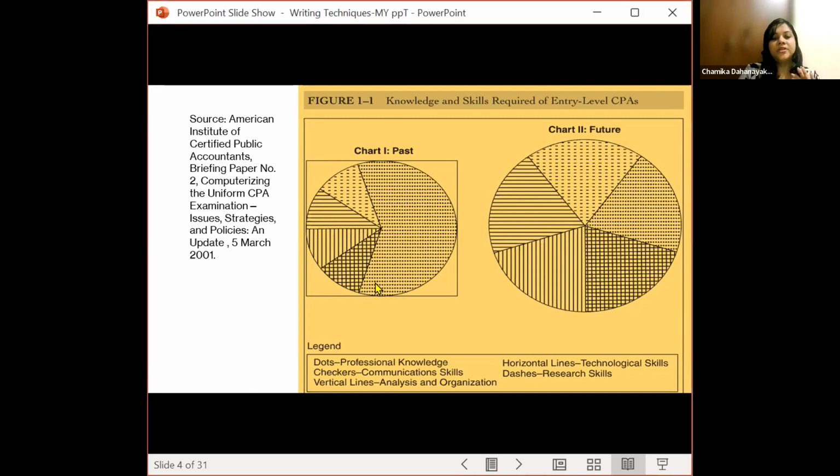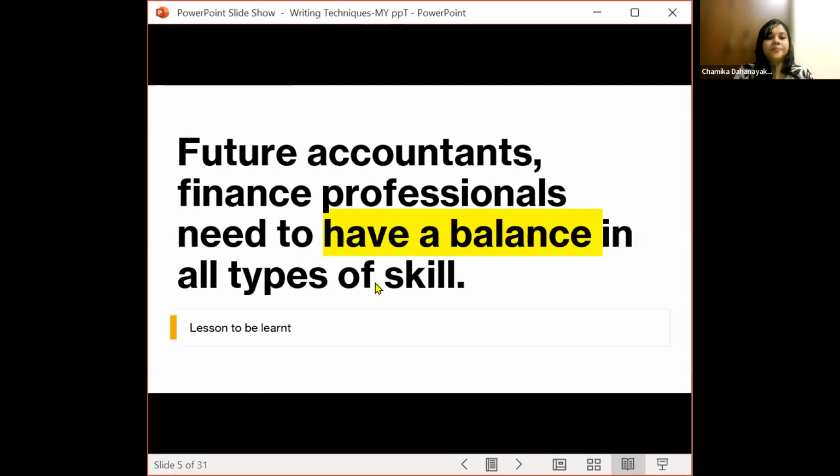Okay, that's the very first activity. So here is the answer. Right? Check your answer. Future accountants, finance professionals need to have a balance in all types of skills.